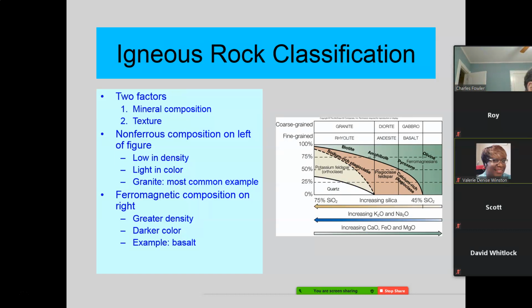Says igneous rock classification is based. Let me move this in front of me. I'm sorry, I know we can't hear you. I'm moving it in front of me.